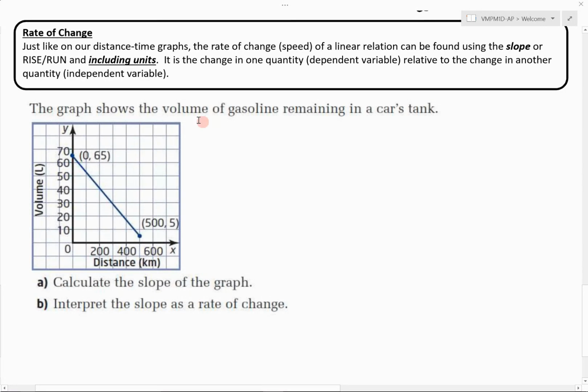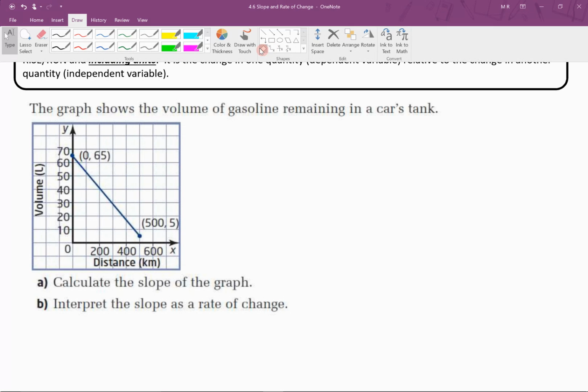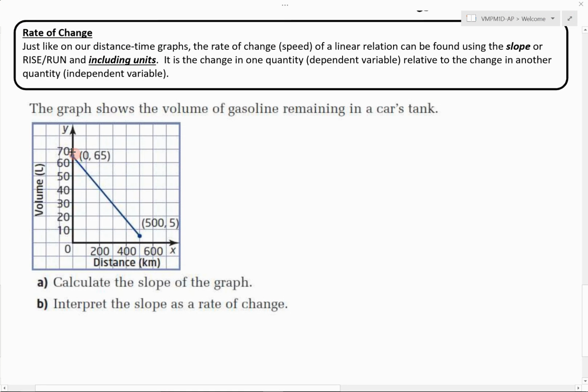So here's an example. The graph shows the volume of gasoline remaining in a car's tank. So here's the volume of gasoline on the y-axis, distance the car can travel on that gasoline on my x-axis, and I'm interested in calculating the slope of the graph. So the slope of my graph is a rise over run. So I take my 2 points, draw a triangle.